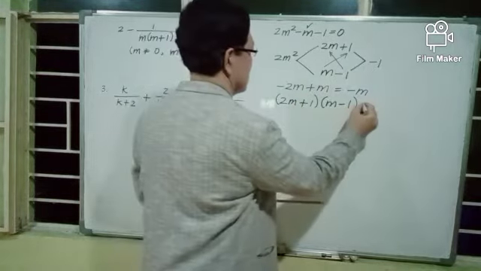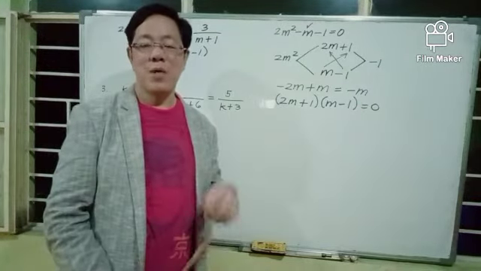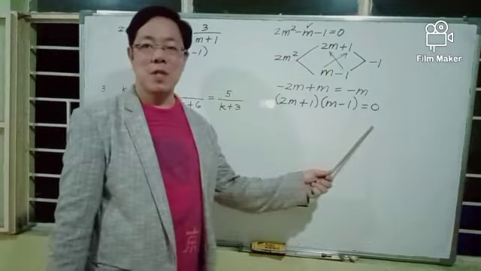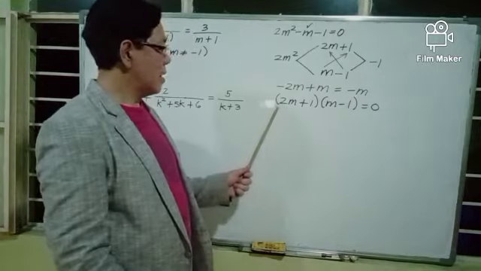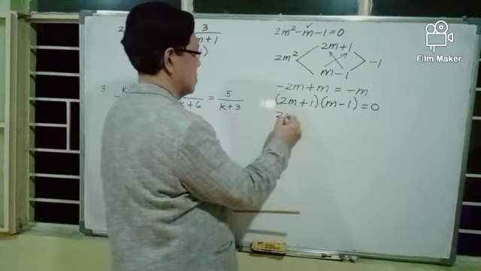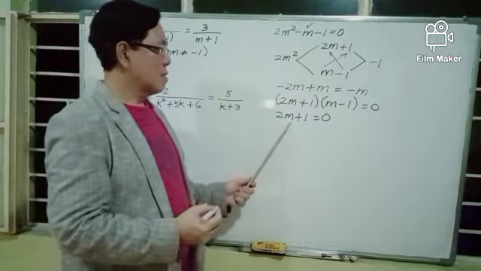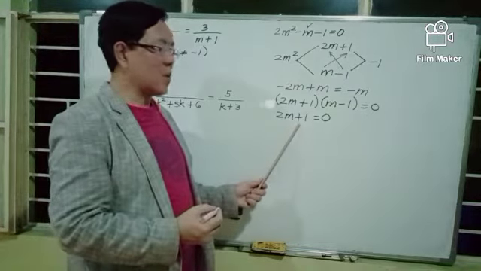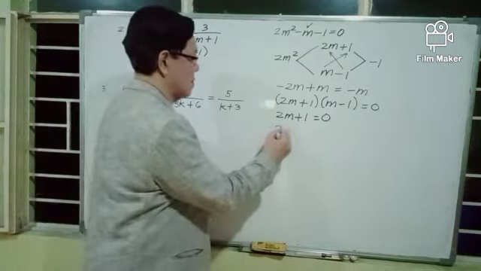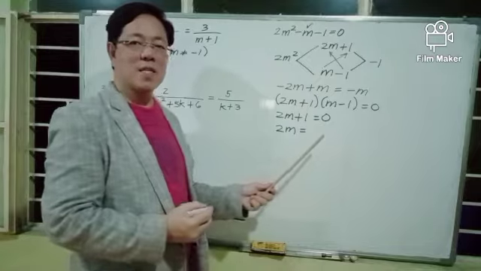Equals 0. And in solving a quadratic equation, after you have factored the trinomial, you set each factor to 0 and you solve for the variable. Hence, we set 2m plus 1 to 0. And we solve for m. This is now a linear equation in m. Transpose 1 to the right hand side. You get 2m equals -1, since +1 transposed to the right hand side becomes -1.